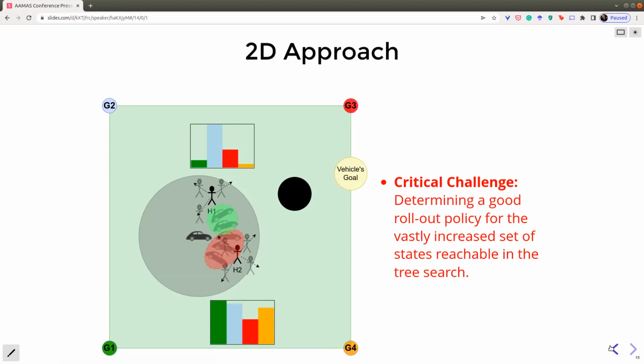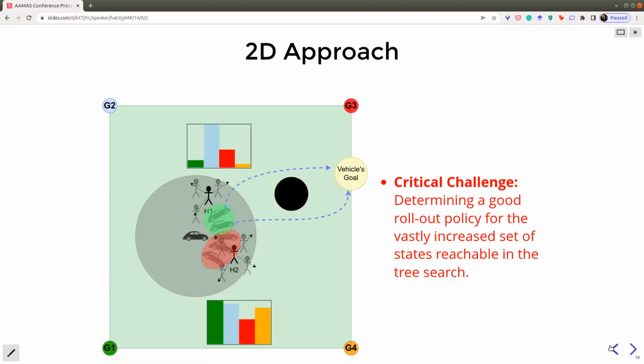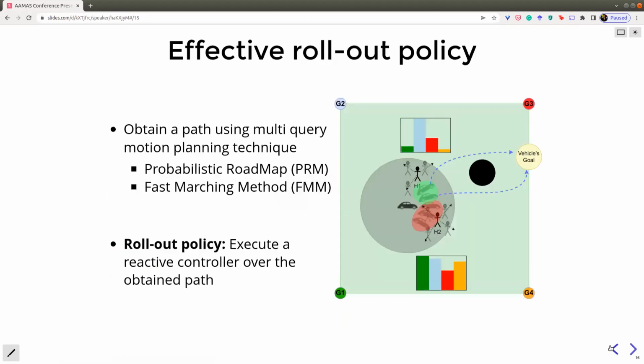A rollout policy is considered effective if it could obtain the positive terminal reward, which for this problem translates to finding a path from the vehicle's position to its goal and executing that path using a reactive controller. We generate these paths for the rollout policy by using multi-query motion planning techniques like probabilistic roadmap or fast marching method. Details on how these techniques are used for path planning can be found in our paper. Both these techniques are run offline at a much slower rate than tree search planning.